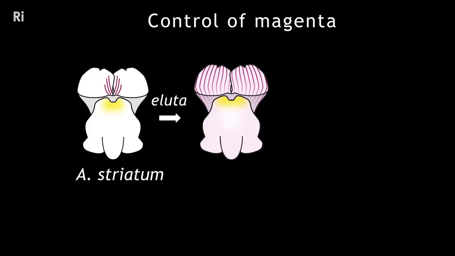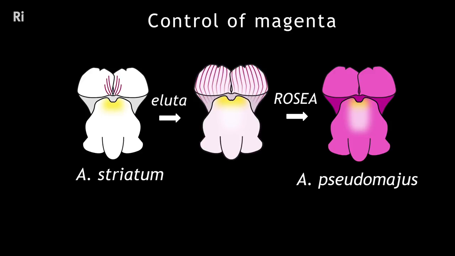So eluta is like a stencil. It's normally preventing the coloration spreading over the flower. If we remove the stencil, now we see that the veins are everywhere. There's another gene called rosea, which generates more pigment in the flower. In the absence of the stencil, if we now add rosea, we generate the fully colored magenta flower. So it's a combination of stenciling and genes that promote color that gives us this pattern.